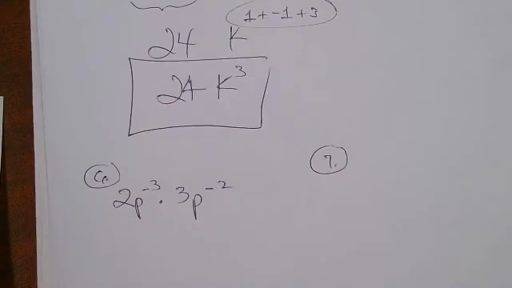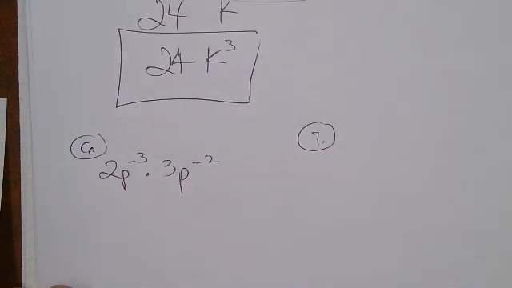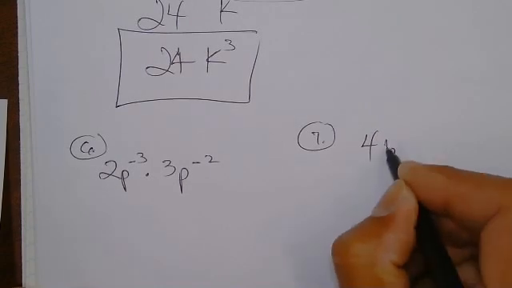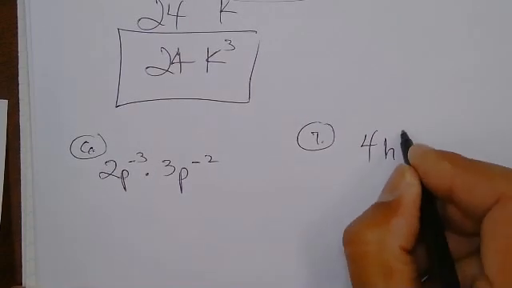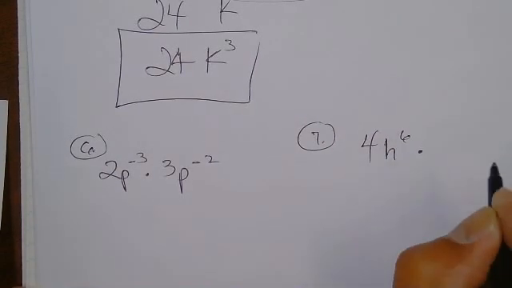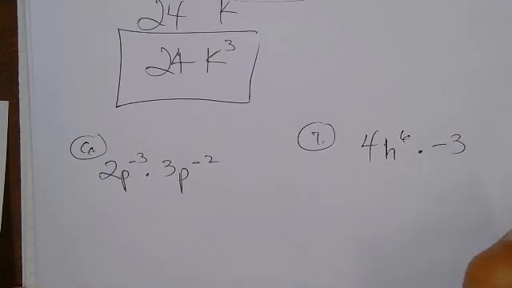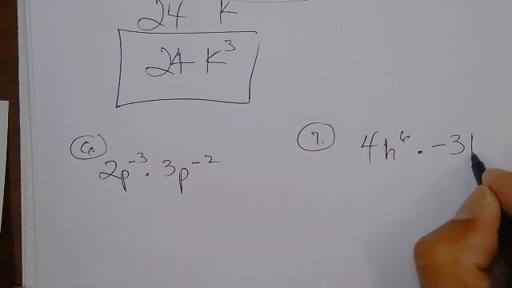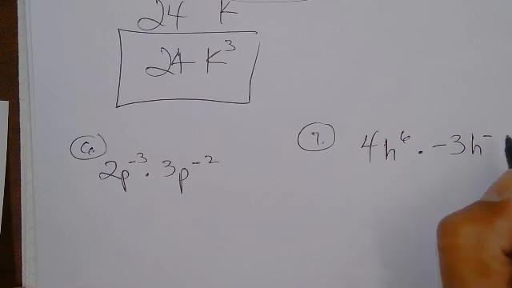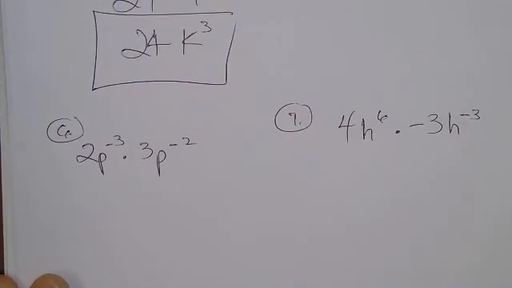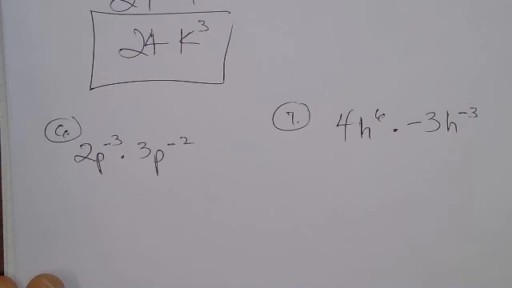Okay, do 6 and 7 by yourself. Here we go. 2p to the negative 3 times 3p to the negative 2. And 4h to the 6 times negative 3h to the negative 3.